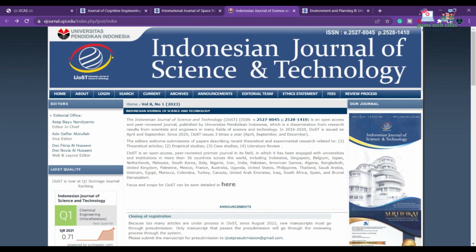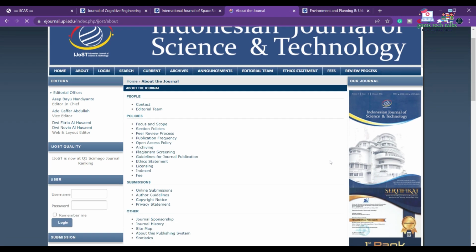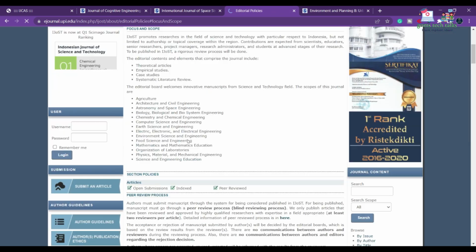We can just click on About. Yes, Focus and Scope. You can see what the focus and scope are. Of course, they are covering multidisciplinary areas like agriculture, biology, chemistry, computer science, earth science and engineering, electrical and electronic, environmental science, food science, mathematics, organization of laboratories, everything.